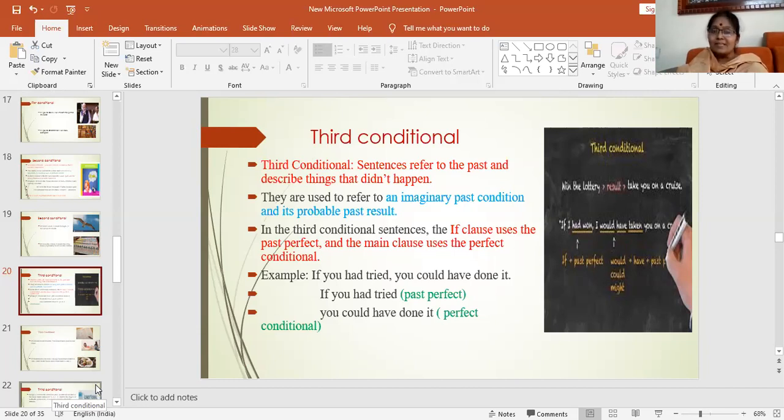Something that is imaginary, which you have not done, right? So third conditional sentences refer to the past and describe things that did not happen. They are used to refer to an imaginary past condition and its probable past result, right? So let us understand this with some more examples.